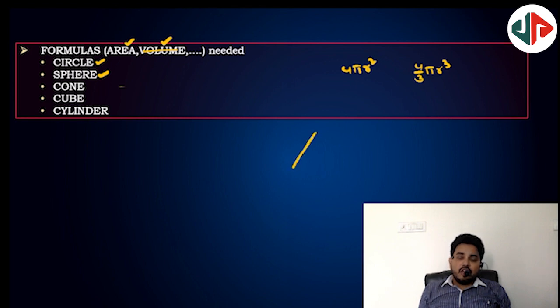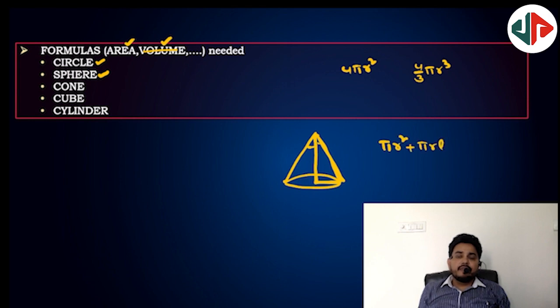Cone, cone is a right circular cone generally. The right circular cone means this angle will be equal to this angle. So for this one, here this is the height, this is the radius, this is the slant height. Total surface area will be pi r square plus pi rl. Okay, and 1 by 3 pi r square h is the volume of the cone. This is the total surface area, and this is the lateral surface area.